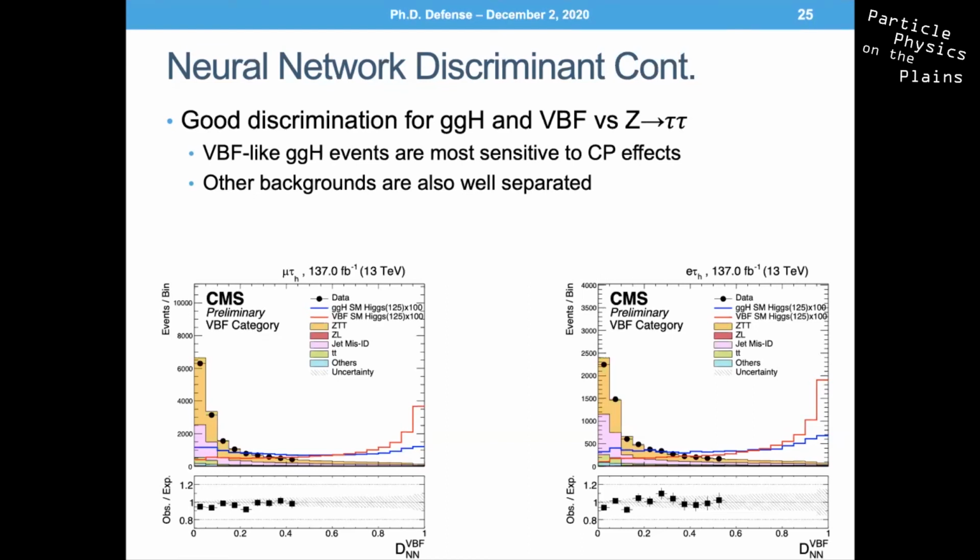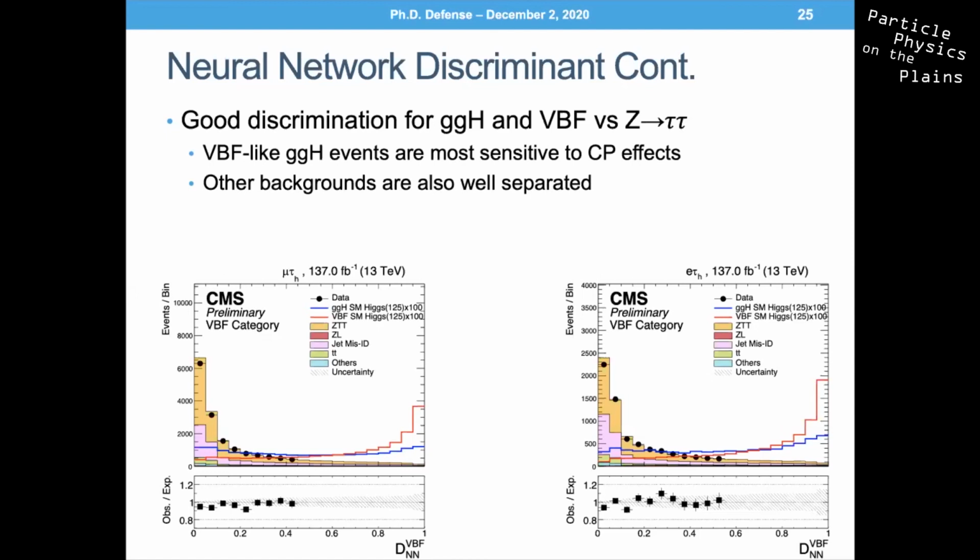The next thing we see is that this network actually does a good job separating gluon-gluon fusion from our backgrounds also. And then you combine that with the fact that the gluon-gluon fusion events we're most interested in are those that look like the vector boson fusion. So we feel like we don't need a separate network for gluon-gluon fusion. We can actually use this one network for both production modes.